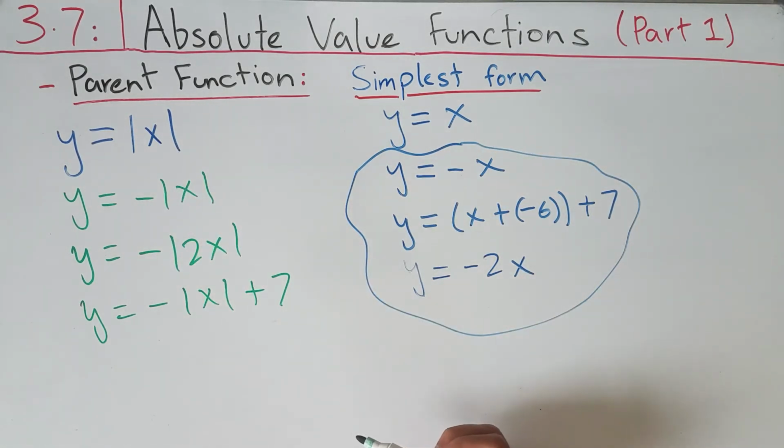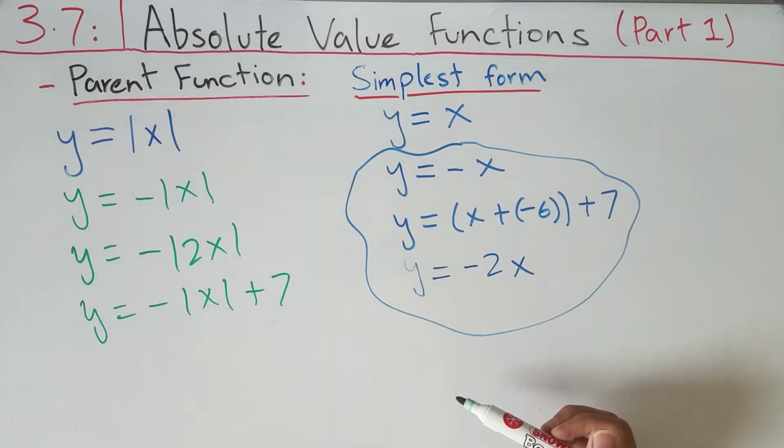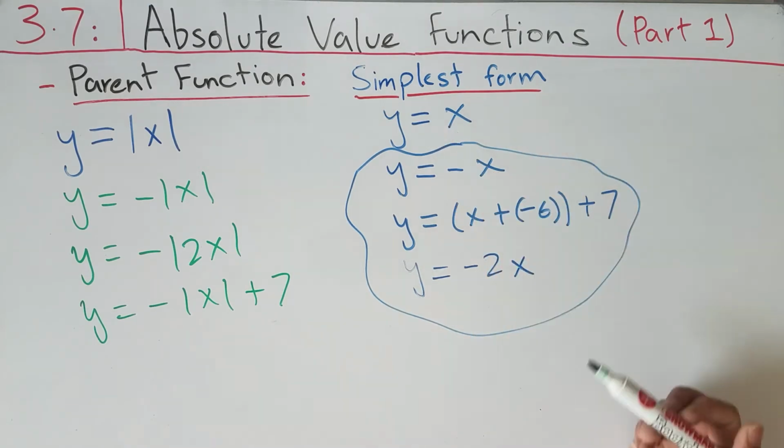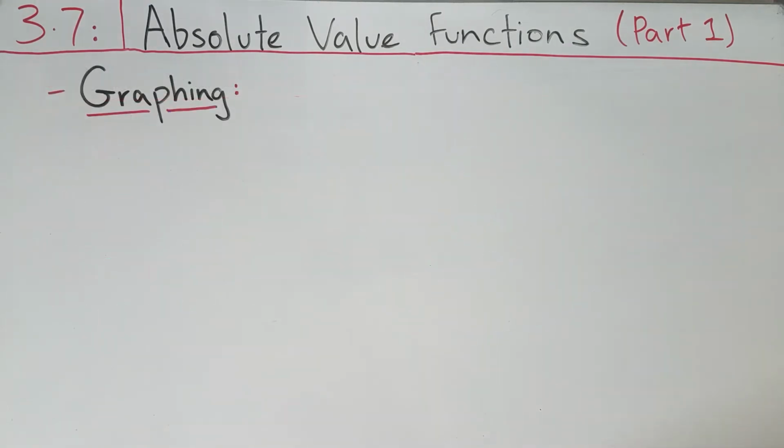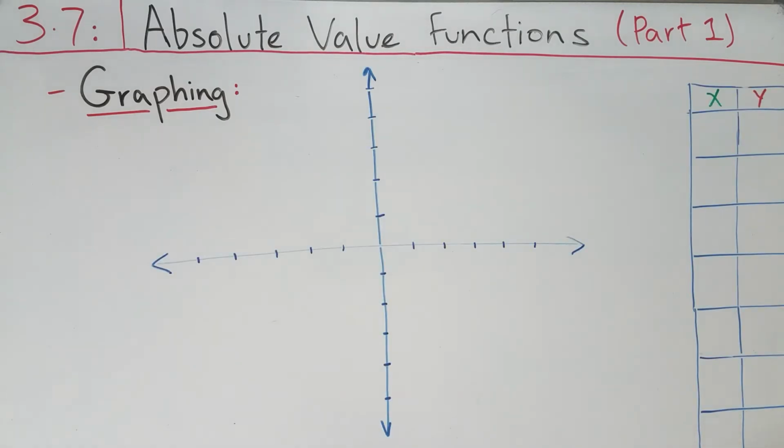So the key thing to get from all of these functions is that you can transform the parent function y equals the absolute value of x in different ways, just like how I transformed the linear function y equals x. Now that we know what the parent function of all absolute value functions is, let's look at how graphing absolute value functions works in terms of table sets. So here I have my coordinate plane and the table set in the x and y values. So let's graph the parent function y equals the absolute value of x.